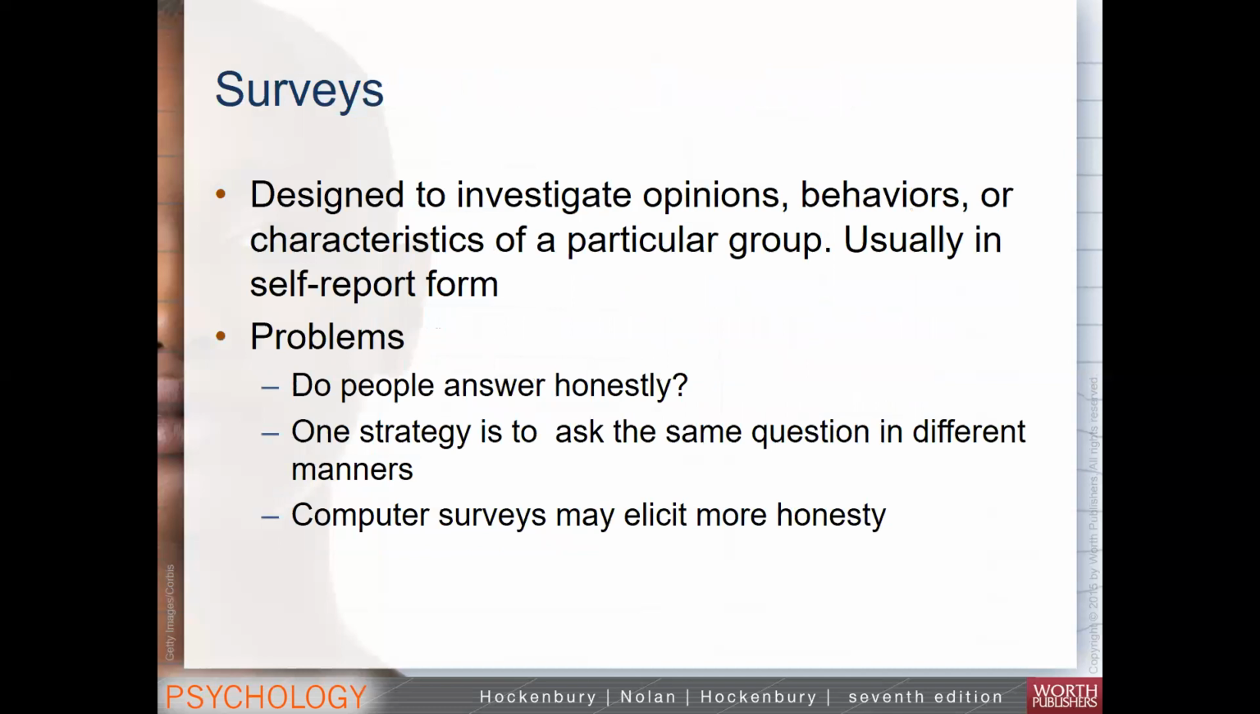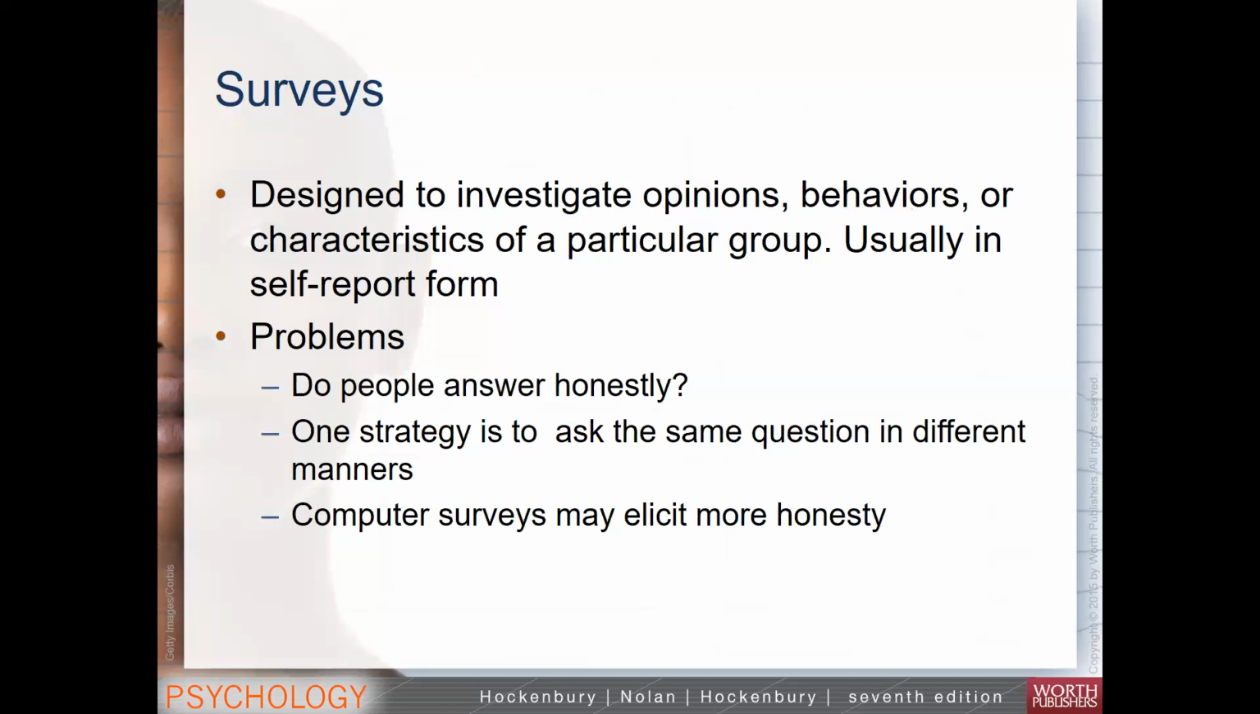Now, we're going to cover surveys and correlational methods individually, so we're going to go into a little bit more detail here. With surveys, you can ask somebody's opinion, ask how they behave. You can ask a particular group. So maybe you're interested in teenagers, or older people, or a particular ethnicity, or male versus female. You want to know what's going on with that particular group of people. Usually you have them self-report. You can have them fill out a piece of paper or an online survey, and you just ask them a bunch of questions about themselves and how they act.